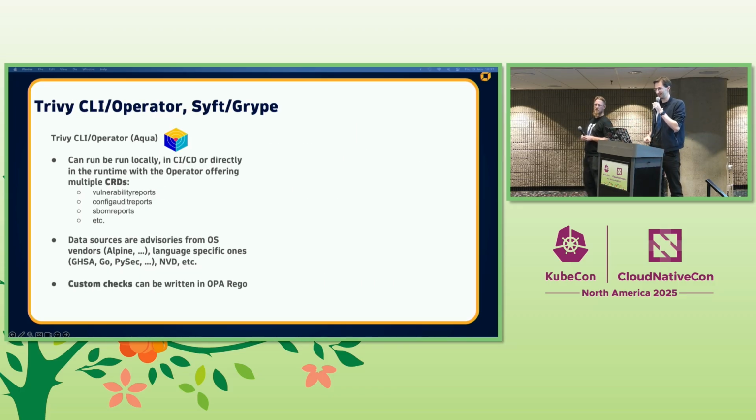Then Trivy, it seems a very popular one. You can run it either locally, in CI, in CD, and also natively in your cluster. So you have your custom resource definitions, get your vulnerability reports, your config audit reports, things like that out of the box. And they also crawl a lot of data sources, which is quite nice, especially OSV, operating system ones and also language-specific ones. And in addition to that, you can even define your custom checks in the OPA Rego language.